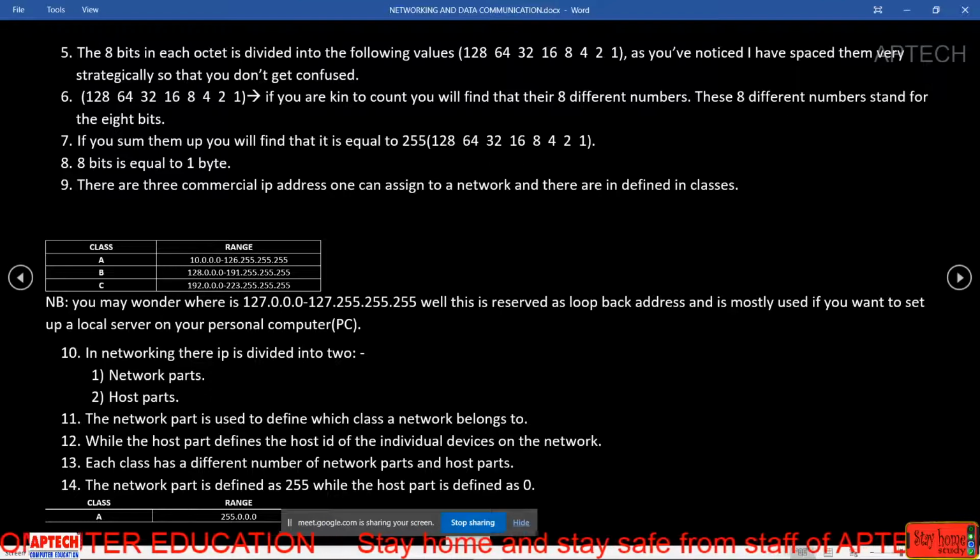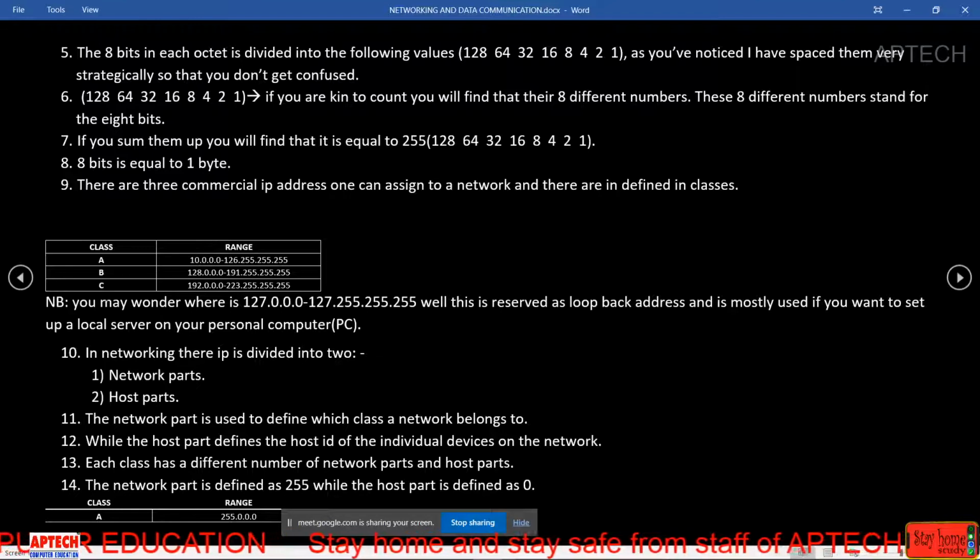What I want you to pay more focus on is the first octet. From 10 to 126, that is class A. Then 128 to 191, class B. Then 192 to 223, that's class C. You get my point?